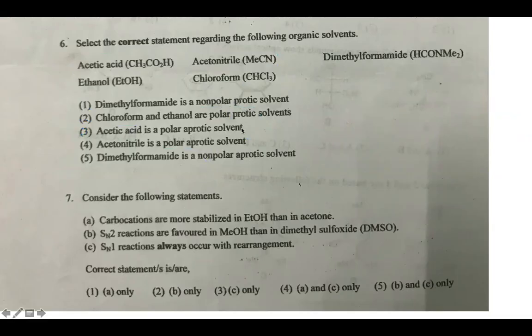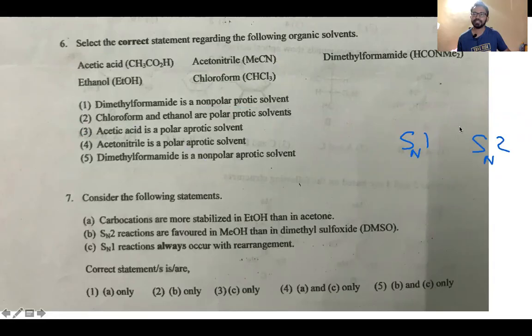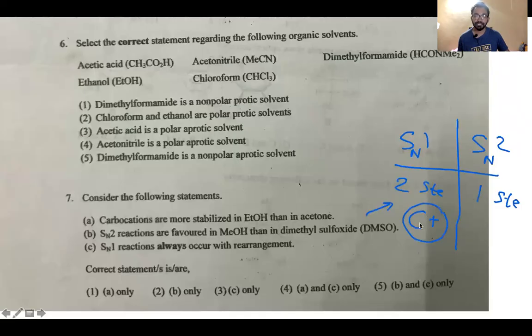So question number 7, it's coming from the mechanism part. Carbocation is more stable in ethanol than acetone. Yes, carbocation. You might remember carbocation formation comes from SN1 and SN2 reactions. SN1 is a two-step reaction. The 1 and 2 come from the kinetics. And in this part the carbocation formation is there. Tertiary carbocation is more stable. So carbocation is more stable in a more polar solvent. So the first one is correct actually.